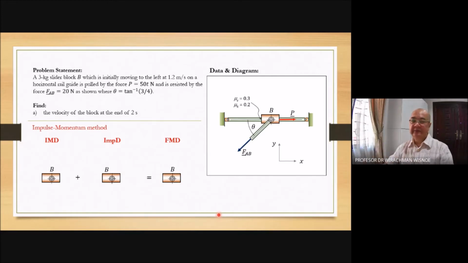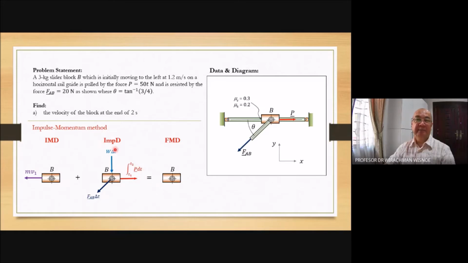Let's see the initial momentum diagram. Momentum is mv. It's stated that B is moving to the left, 1.2 meters per second, and then it has mass. So the momentum is mv1, directed to the left. That's the only one. Let's see the impulse diagram. First, there is a force F_AB, and then there is P. There is the weight.